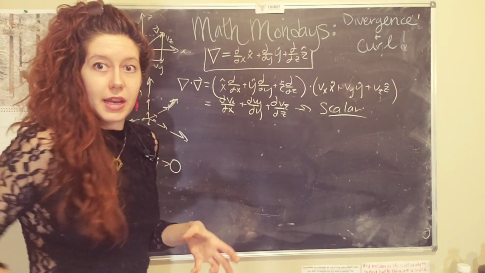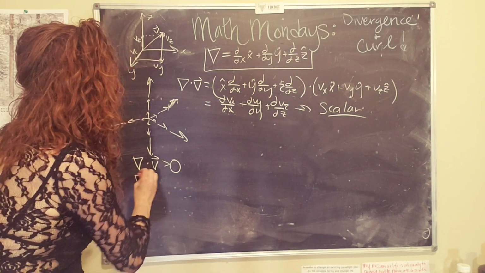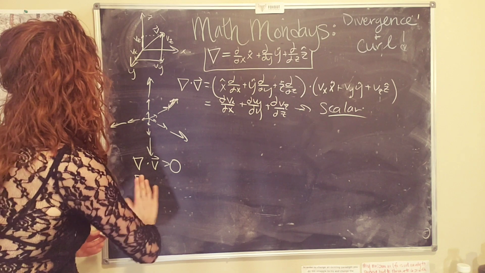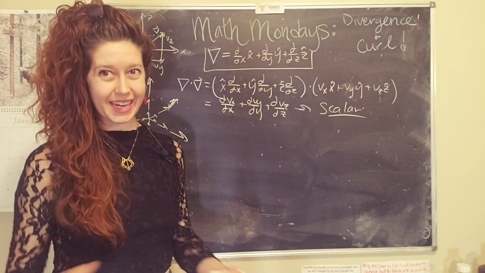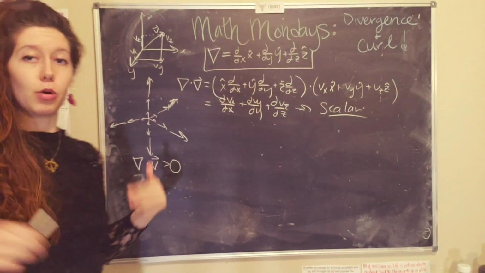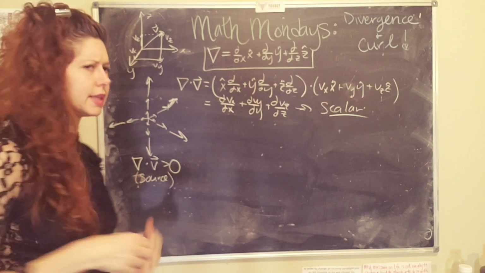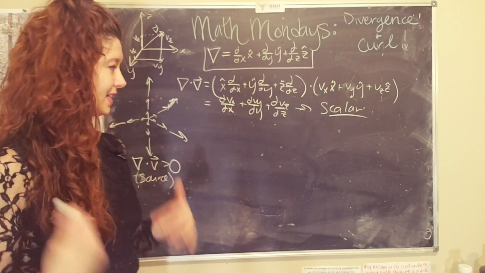If they spread inward or kind of get sucked in, then we say that the divergence at that point is negative. So if you imagine the arrows were flipped and pointing inward, that would be negative. This is also called a source. And in the negative direction, they're called a sink.